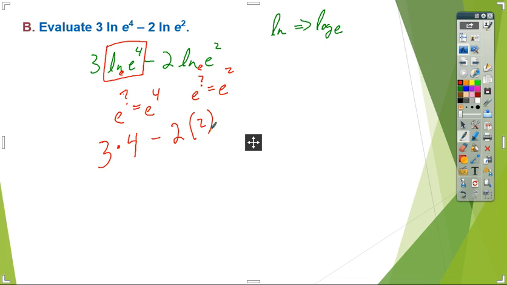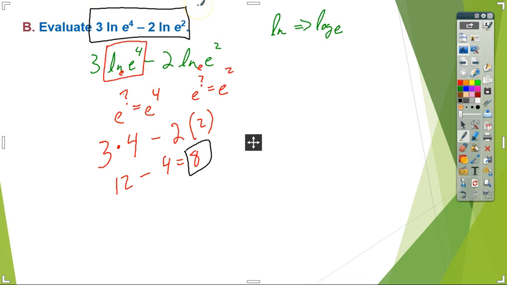All right. Well, then 3 times 4, that's 12. Minus 2 times 2, that's 4, which is equal to 8. Again, let's talk about how amazing that is. We figured this out without a calculator, just by knowing some properties of logs. Let's see what's next. If I'm going too fast, you can rewind me or pause me.